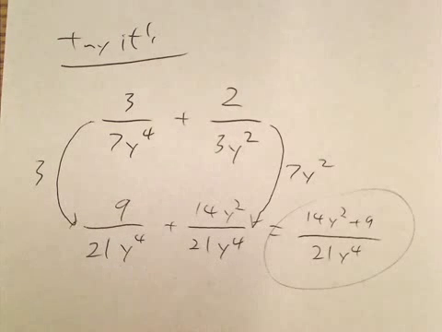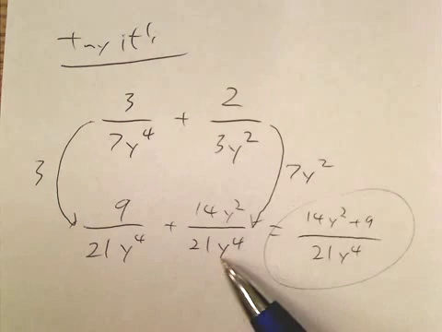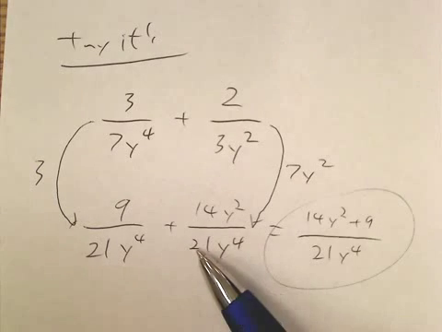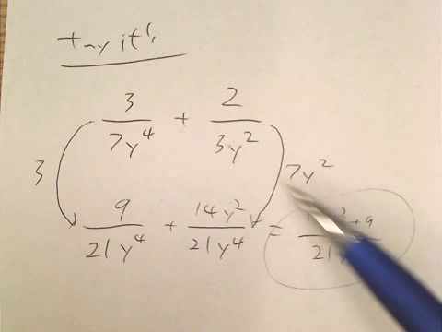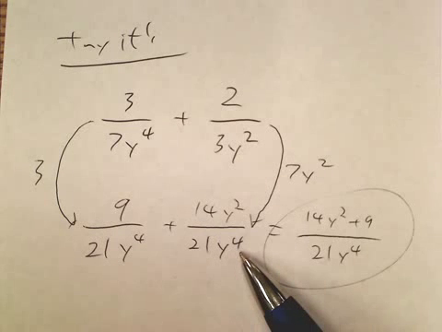Do the same thing with the numerator. I get 9. Over here in the denominator, I needed 21y to the fourth, so 3 times 7 is 21. And I have y to the second power. I need 2 more y's to make y to the fourth. Remember, you add exponents as you multiply.